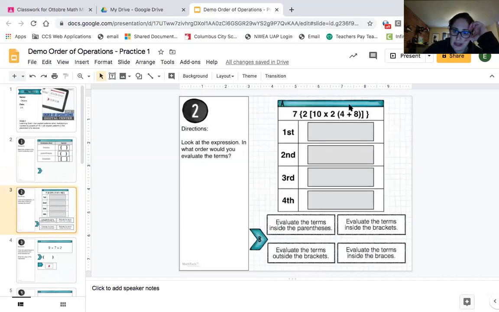So if you had something like this, you would do the order of operations with the most inside one first. Here you have parentheses and brackets and braces. The very first thing you would have to do is the one on the most inside, so that would be the 4 plus 8. I would do 4 plus 8 first, so evaluate the terms inside the parentheses. Remember, these half moon things are parentheses.